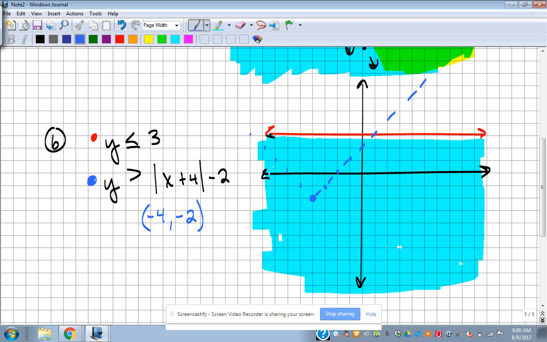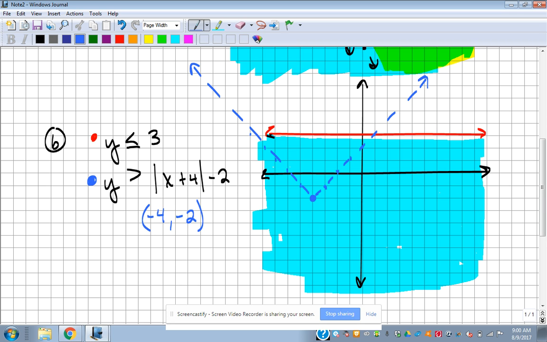So make it clear that it's dotted. If it's hard to tell because of your shading, point to it with an arrow and say this is a dotted line, so that I know what you're trying to tell me. So then shading. On an absolute value graph, you're either going to shade inside of the V or outside of the V. So I can check a point that's outside of the V, and if it's true, I'll shade outside. If it's false, I'll shade on the inside.